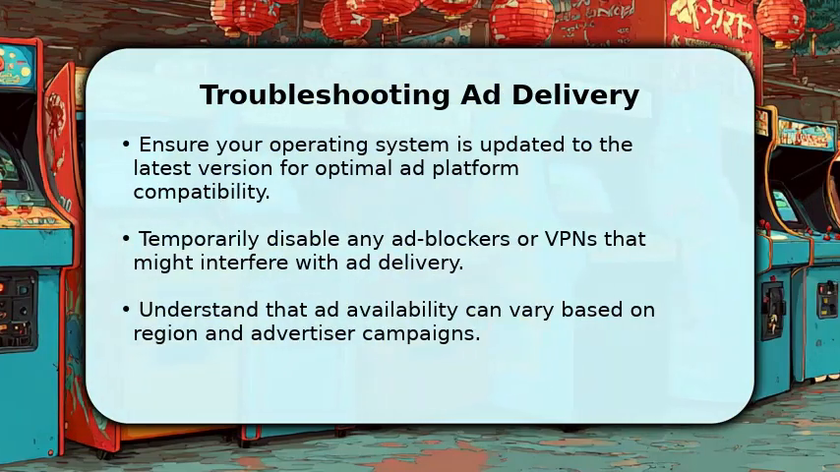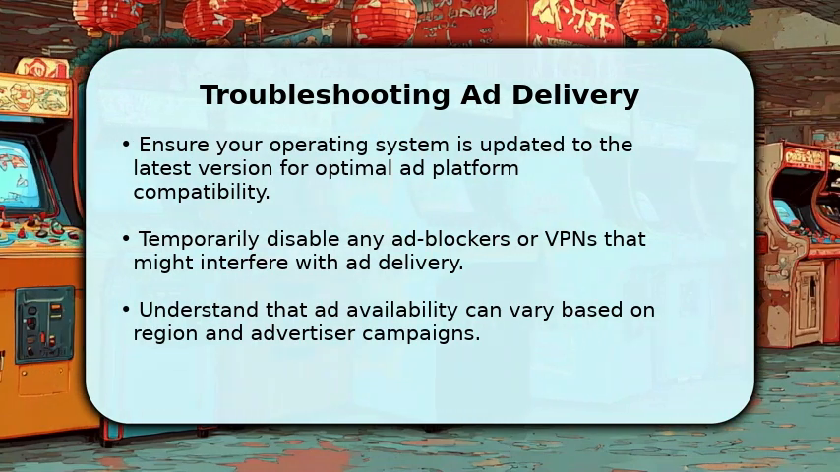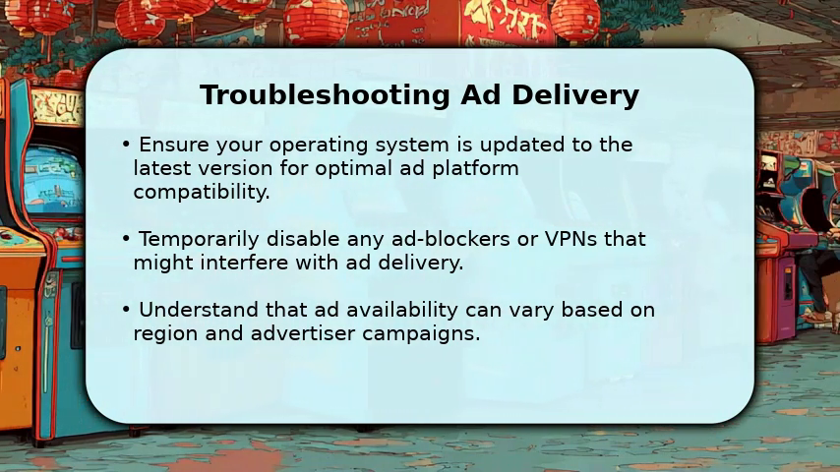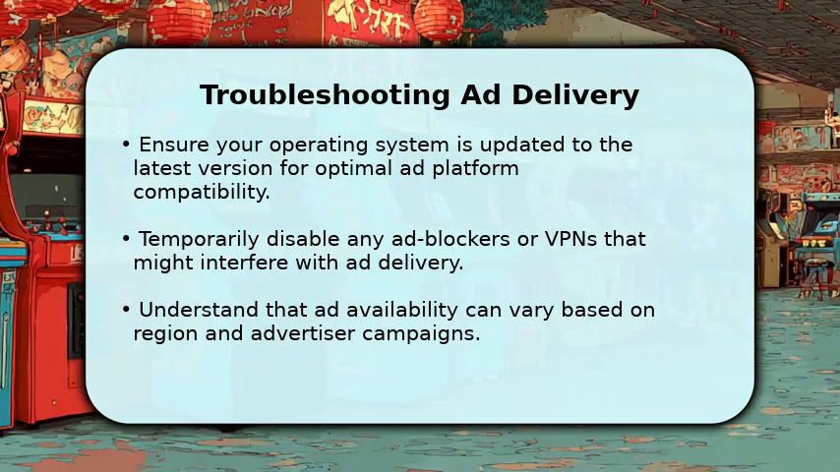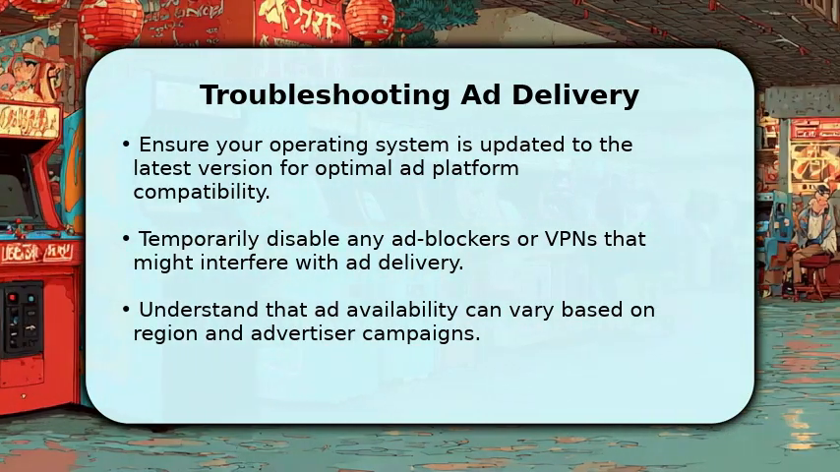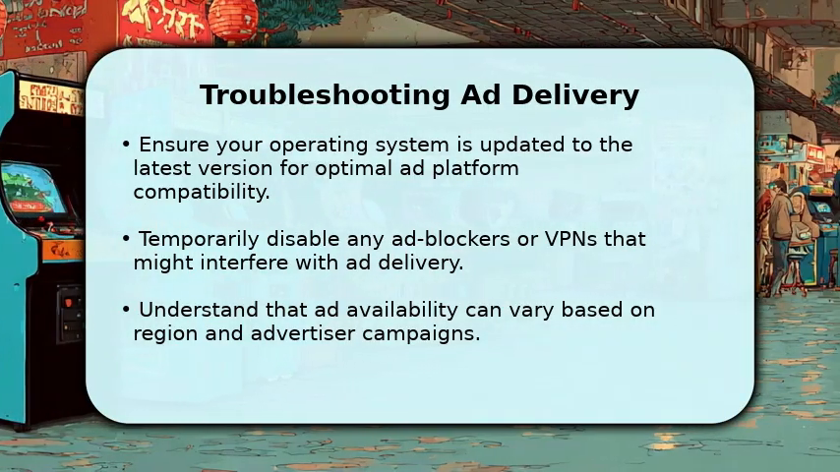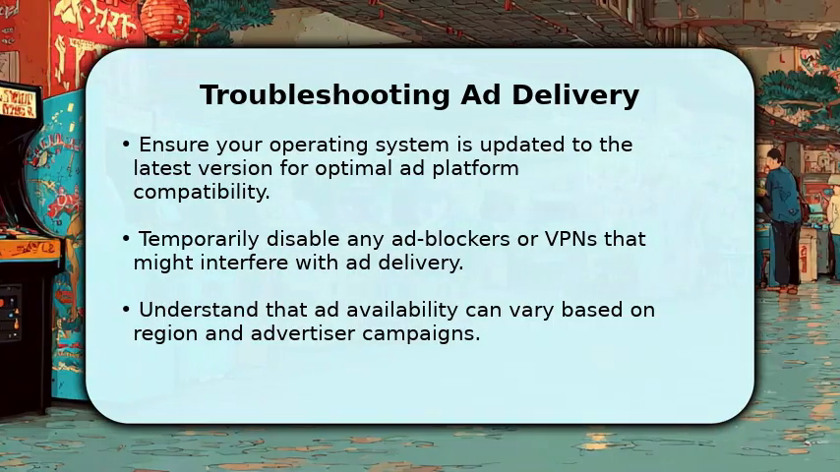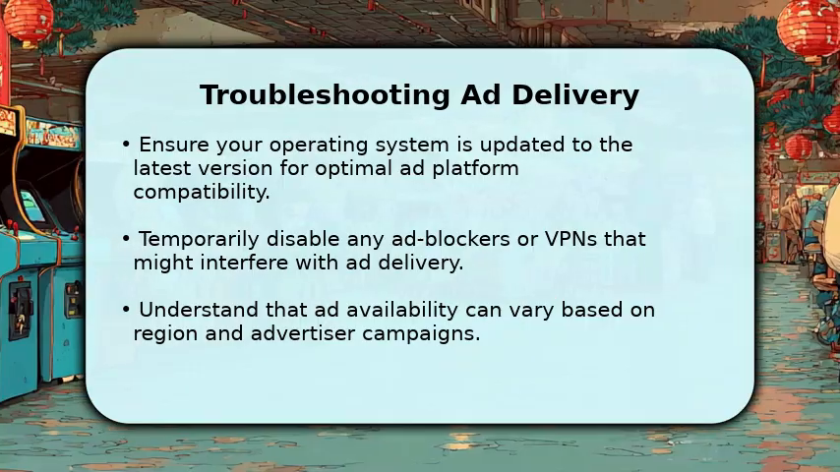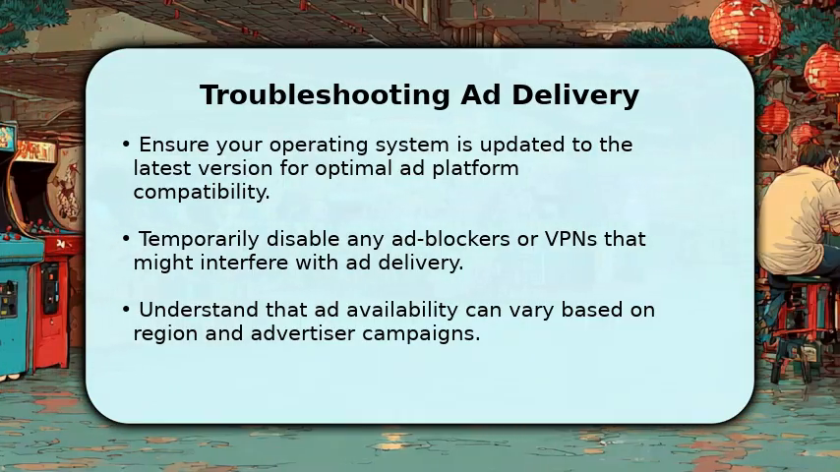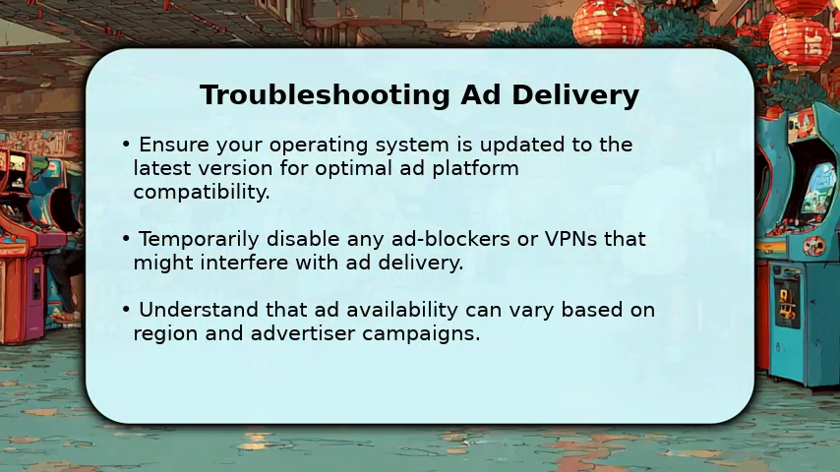If you're still not seeing Candy Crush ads, there are a few troubleshooting steps. First, ensure your device's operating system is fully updated, as this impacts ad platform compatibility. Temporarily disable any ad blockers or VPNs, as these can prevent ads from loading. Remember that ad availability is dynamic, influenced by your geographic region and current advertiser campaigns. Patience and consistent engagement with ad-supported apps are key.